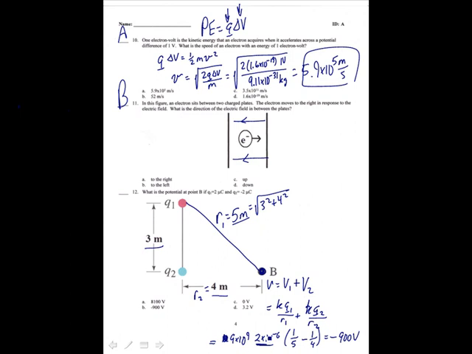You don't have to do this factoring. You can just put in the numbers here if the factoring confuses you. Just put in the appropriate numbers. K is 9 times 10 to the 9th. Q1 is 2 times 10 to the minus 6. R1 is 5. R2 is 4. And Q2 is negative 2 times 10 to the minus 6, and that will still give you minus 900 volts. But the calculation is a little easier if you factor it out. So let's see, that was option B.